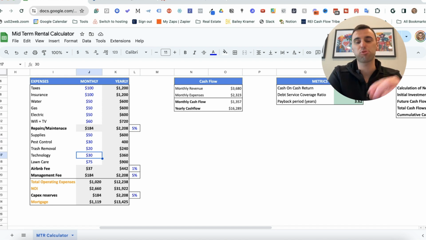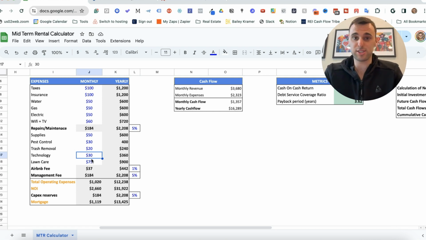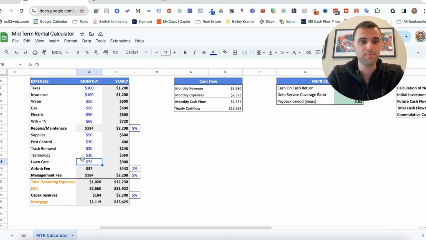Technology, this is things like Price Labs. These are things like Hospitable. These are things like Furnish Finder. Again, we account for it monthly. Some of the expenses are going to be annual, like Furnish Finder. Some of them are going to be monthly, like Price Labs and Hospitable. So just going to depend there. Lawn care, again, going to depend. Get a quote from someone local.